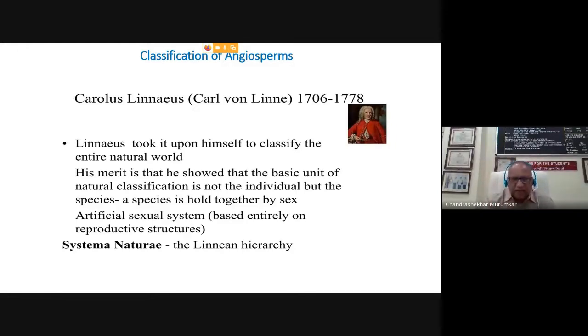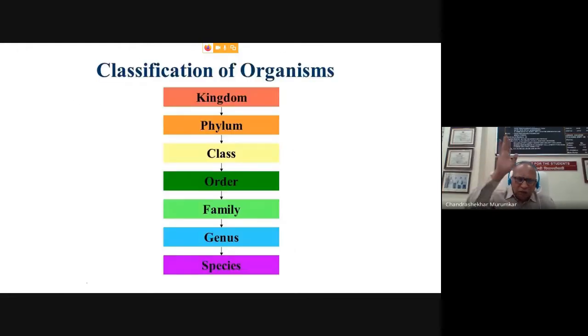And that's why the credit has to be given to Linnaeus, who is known as the father of taxonomy. At that time, almost 300 years back, he proposed a classification system with this hierarchy. He coined these terms: kingdom, phylum, class, order, family, genus, and species. This was the hierarchy of classification he gave.